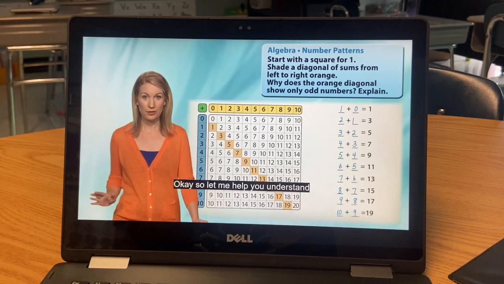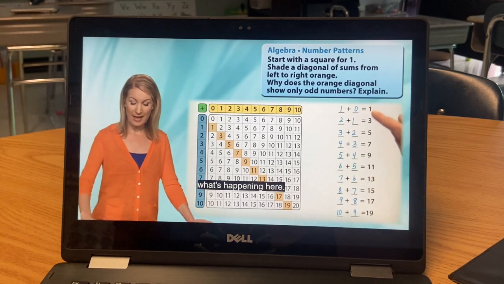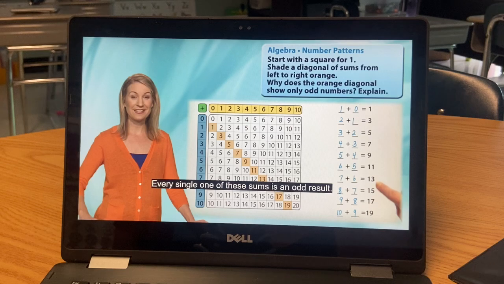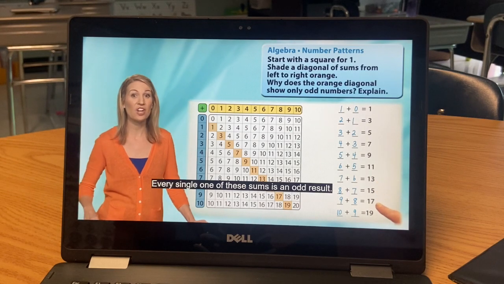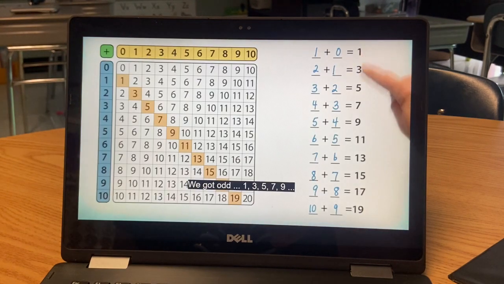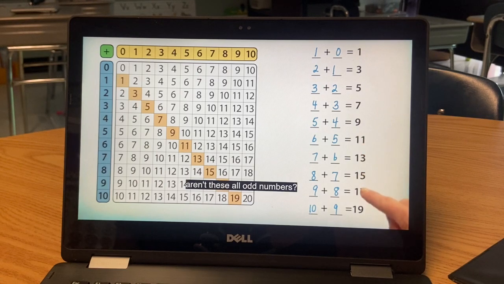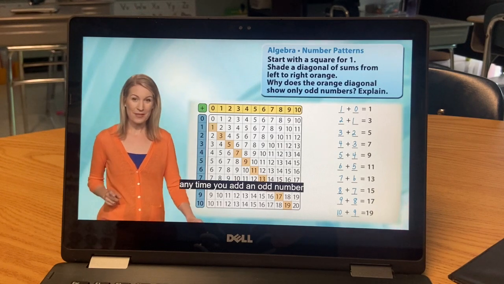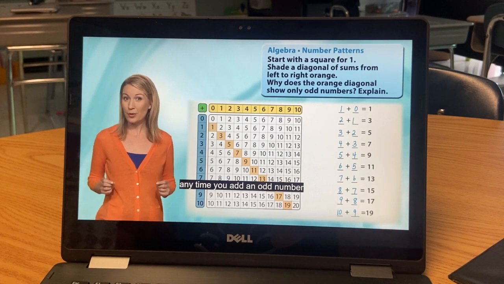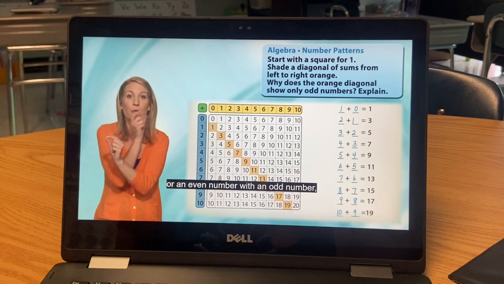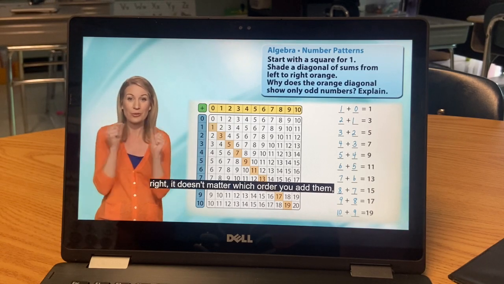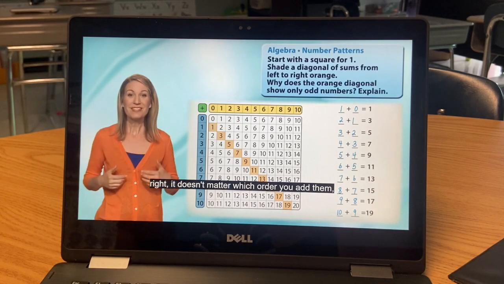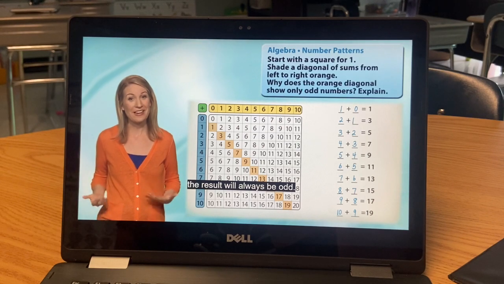Let me help you understand what's happening here. Every single one of these sums is an odd result. We got odd. 1, 3, 5, 7, 9. Aren't these all odd numbers? Yeah. And as it turns out, anytime you add an odd number with an even number, or an even number with an odd number, it doesn't matter which order you add them, the result will always be odd.